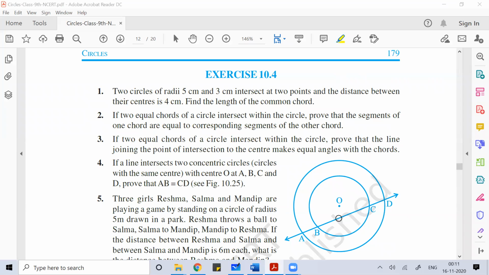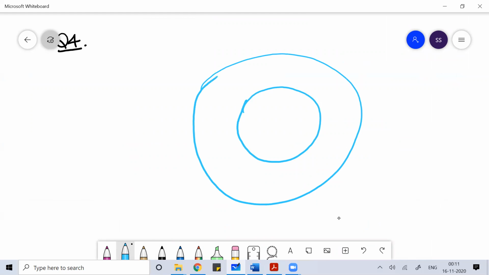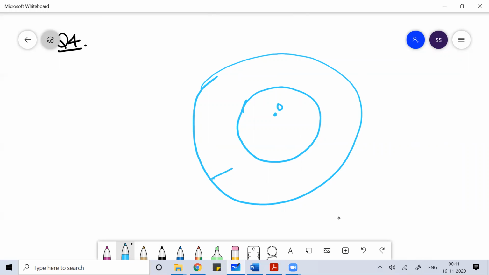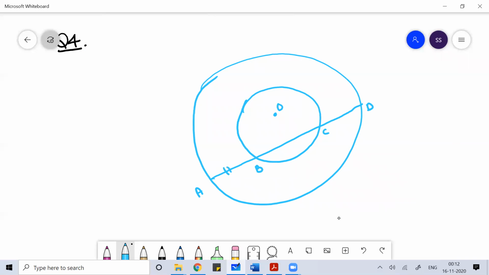So here it is like this. This is a circle and this is a circle. This is the center, suppose O, and this is A, B, C, D. Prove that AB is equal to CD.